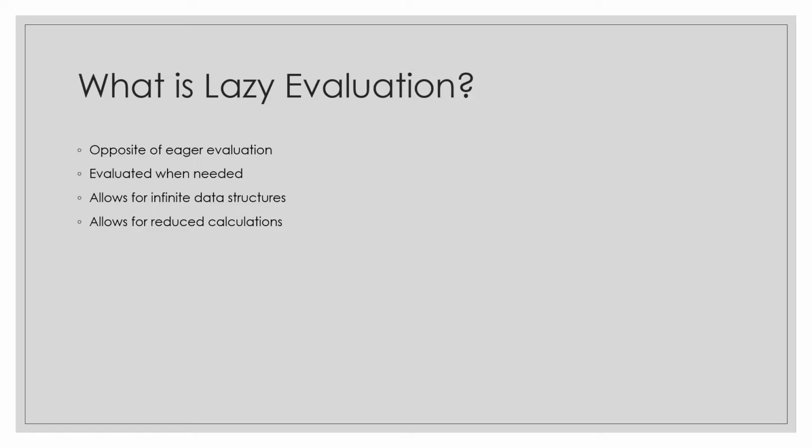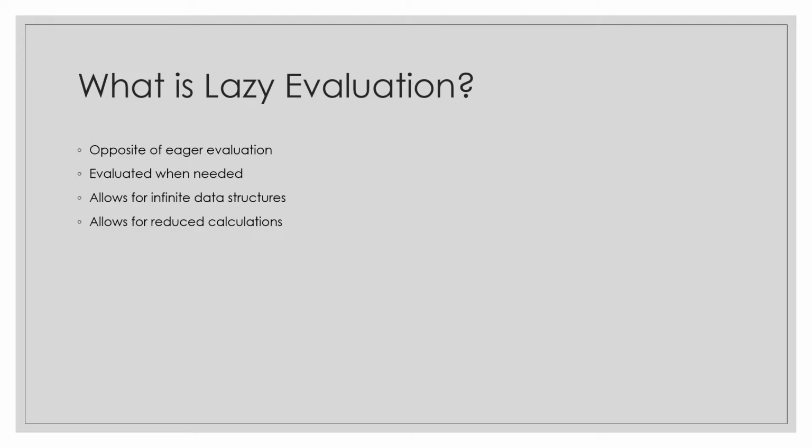Lazy evaluation is the opposite of eager evaluation, and eager evaluation is the type of evaluation used in most programming languages. So in C++, as soon as you write the variable, int x is equal to 2 plus 2, 2 plus 2 is evaluated and saved into x as 4. Lazy evaluation, on the other hand, is only evaluated when needed. So instead of immediately saving 4 into x, the information will not be processed until x is accessed or read.